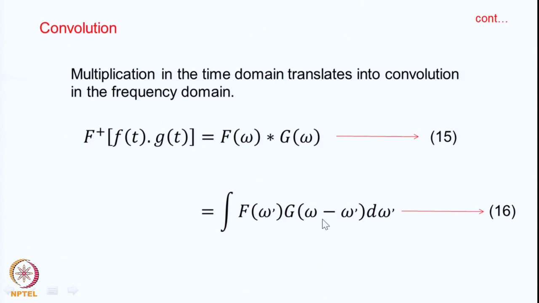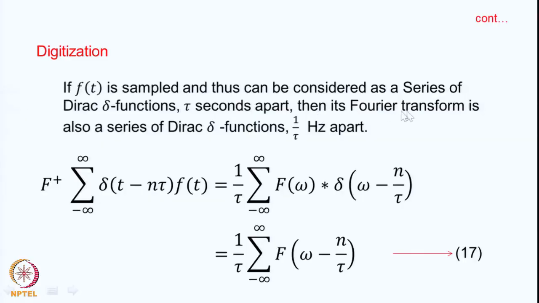So this is often used to simplify your spectra and remove some of the artifacts, but it also has an implication for actual data collection, as we will see in the next theorem, and that is called digitization. Digitization means that your FID is an analog signal. It is a continuous signal, but do we collect the signal in a continuous manner? Suppose we were to collect the data as a series of Dirac delta functions, in other words we collect the points at certain time intervals, then its Fourier transform is also a series of Dirac delta functions, 1 by tau hertz apart.